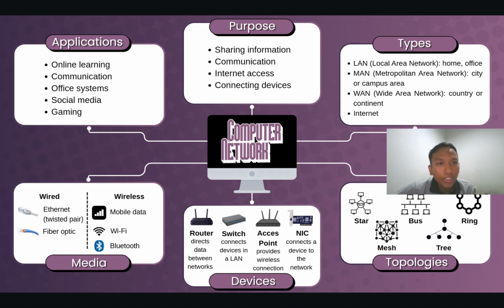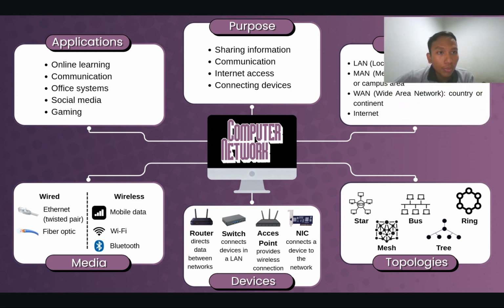The types of computer networks are the LAN, local area network, and the MAN, metropolitan area network, with coverage larger than local area networks, such as a city or campus area. Then there is the wide area network, which covers more than a MAN. It can be a country or a continent, and the last one, which is very common that we use every day, is the internet.